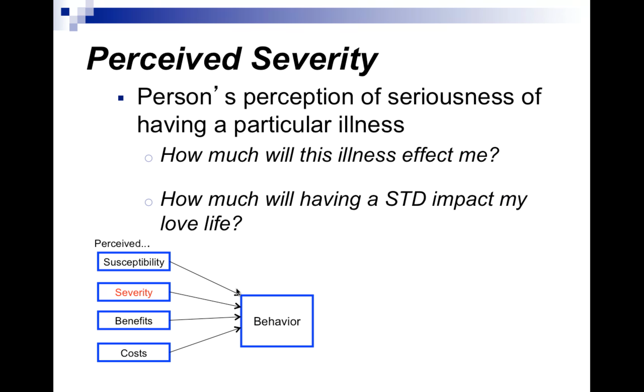The second construct is perceived severity. Perceived severity is one's perception of seriousness of having a particular illness or issue. This may pertain to the physical, medical, and clinical consequences associated with contracting a health issue, such as pain and disability, or social consequences such as effect on loved ones and relationships, financial costs, and the ability to work.